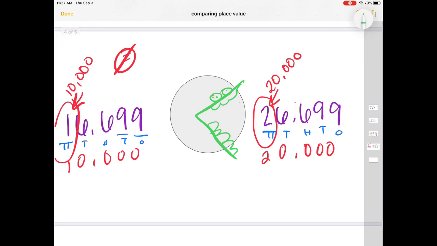When you're doing your Boom Card activity, you're going to be looking at which is greater, which is less. You're going to be dragging and dropping the symbols. Now, you need to pay close attention to the place values, and you can refer back to this video as much as you need.